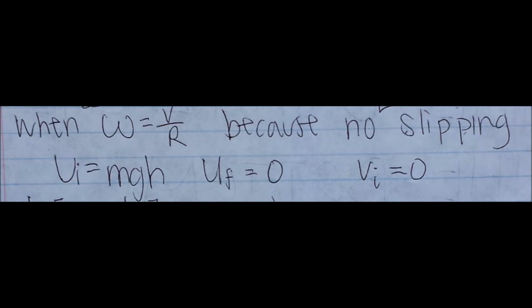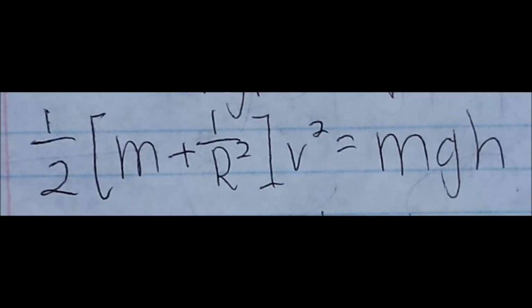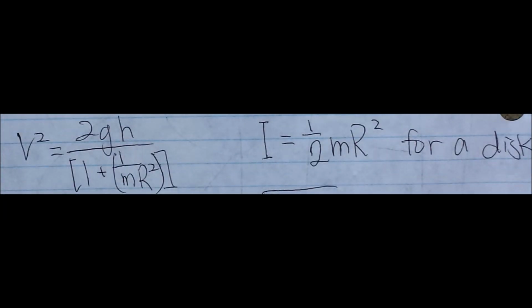And basically, Ui, which is potential energy, is equal to mgh, Uf is equal to 0, and Vi is equal to 0. Setting kinetic energy equal to potential energy, 1/2 (m plus I over r²) v² is equal to mgh. Solving for v², v² is equal to 2gh over 1 plus I over mr², and then I is equal to 1/2 mr² for a disk.